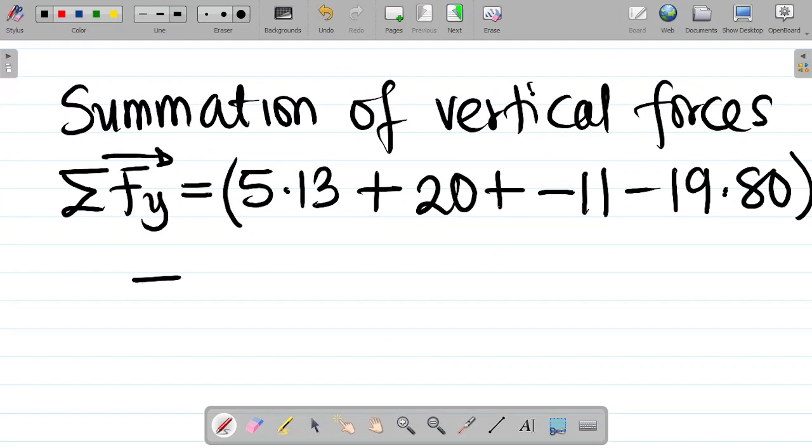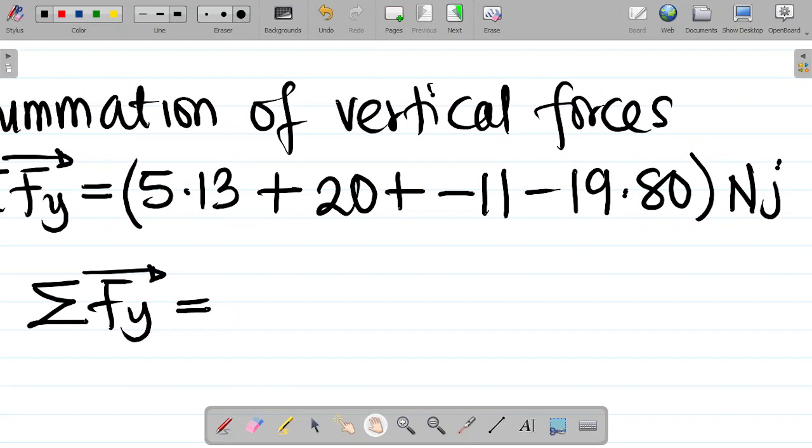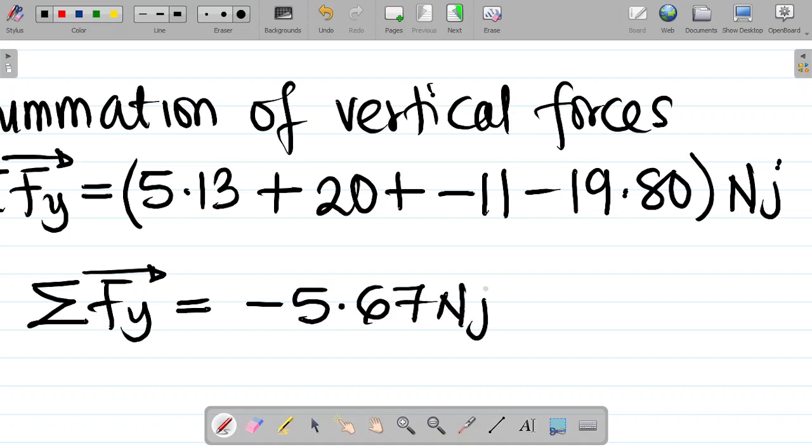So sigma, let me write this properly. Sigma Fy will simply be equal to, let me punch all of this into the calculator: 5.13 plus 20 minus 11 minus 19.80. I'm having this as a negative. If you punch it, you have minus 5.67 Newton J. So now you have the value of sigma Fy, and of course sigma Fx.